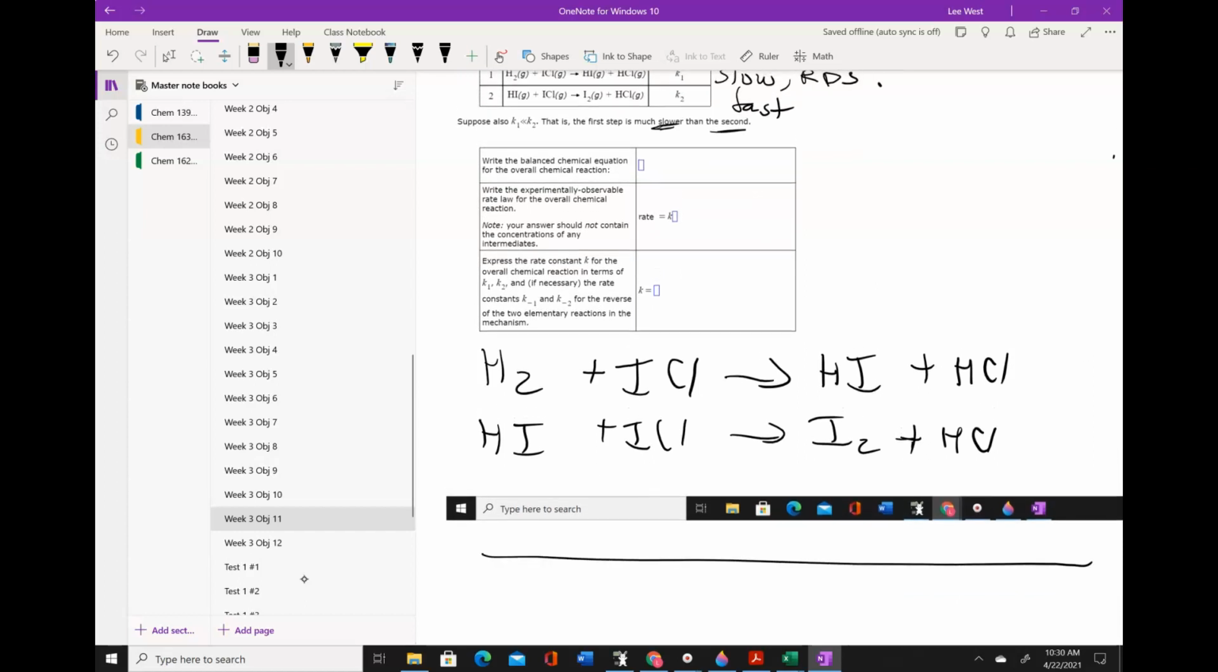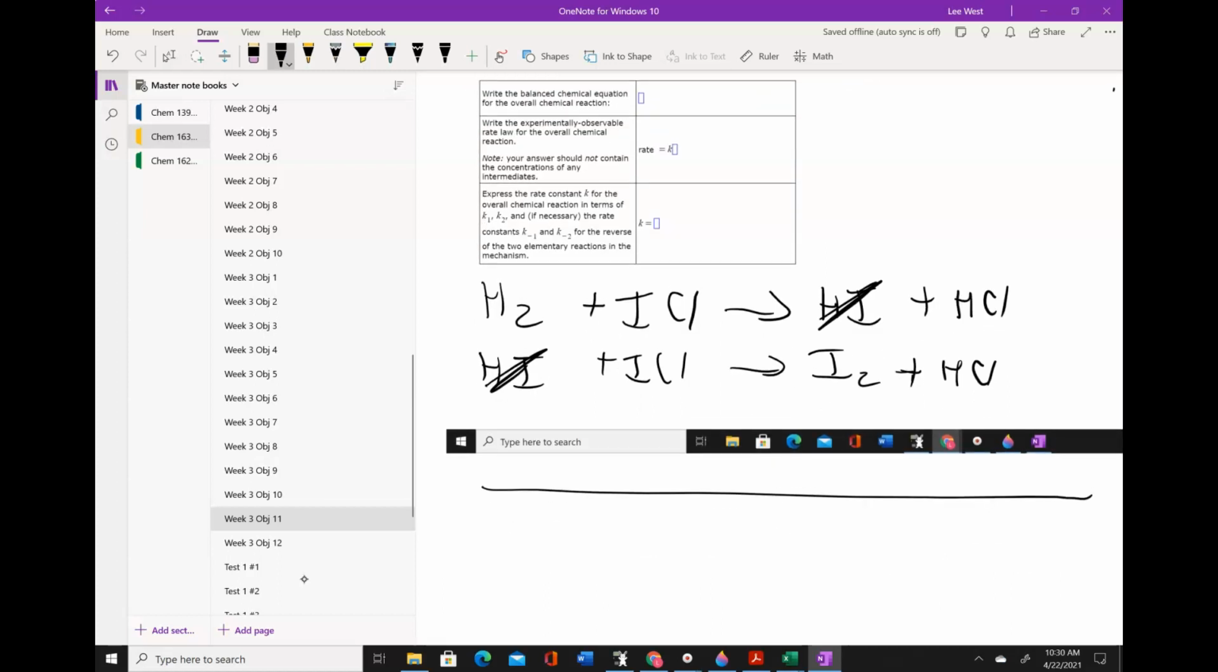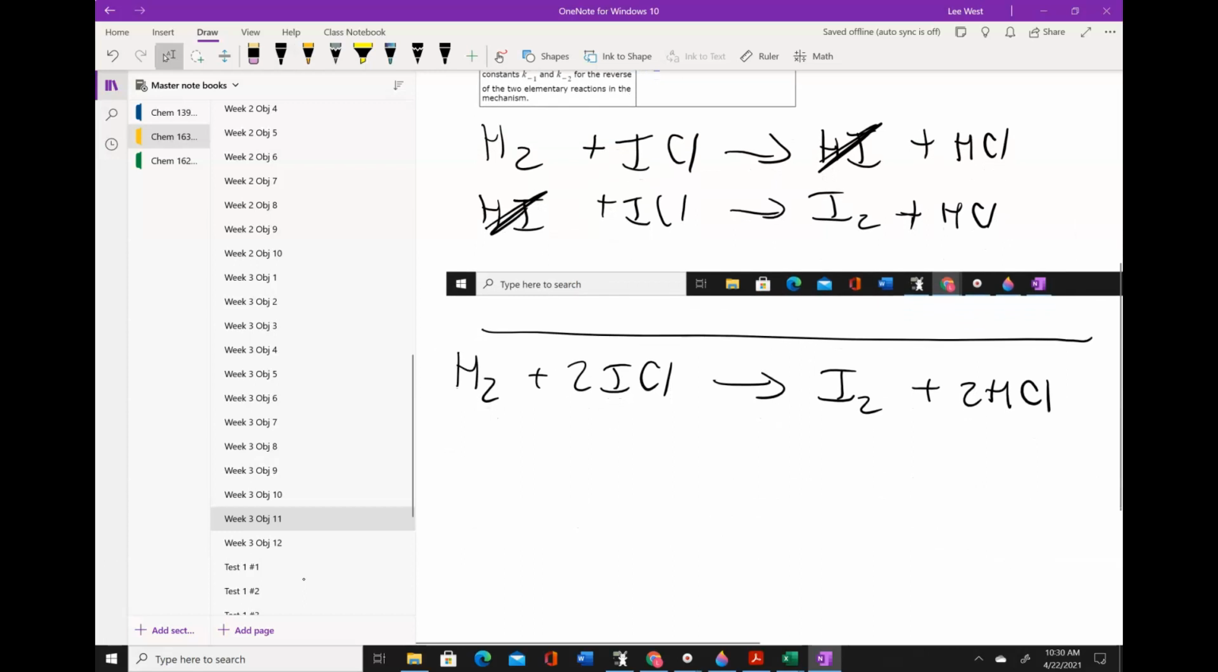So what do we got here? It looks like HI is our intermediate, just the one intermediate. And then we're going to end up with 2 ICl, and then I2 and 2 HCl. And then we're going to check everything balances. So 2 hydrogens, 2 hydrogens, 2 iodines, 2 iodines, 2 chlorines, 2 chlorines. So that's my overall equation.